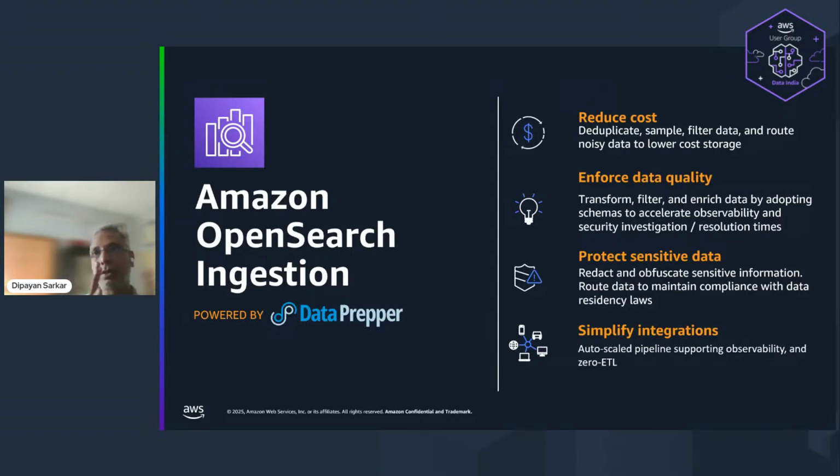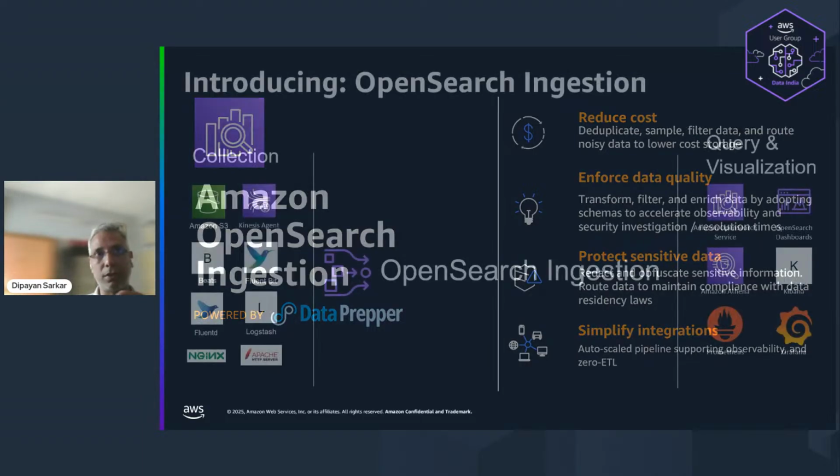You can protect your sensitive data; if you want to redact your PII information, you can do that. You can implement the transformation logic for enrichment of the data, filtration of the data. All these things you can implement inside the OpenSearch ingestion service before you ingest the data into the OpenSearch cluster, right?